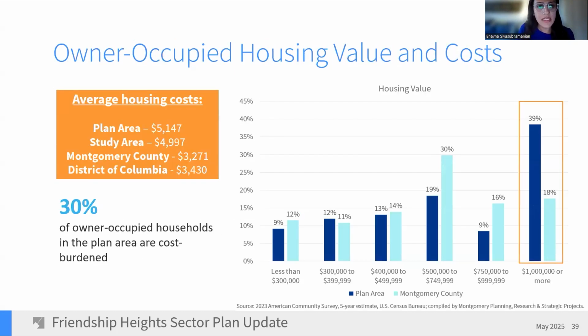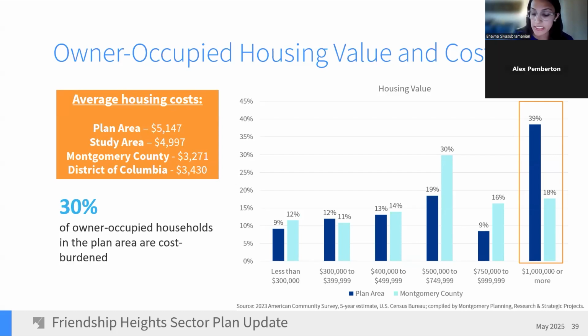Next. Now moving from housing stock more to housing affordability. In Friendship Heights, this slide is showing the housing value and housing costs of owner-occupied households in the plan area versus the county as a whole. Overall, and you can see the box that's highlighted on the screen, there is a much higher share of houses in the plan area with a value of $1 million or more relative to Montgomery County.